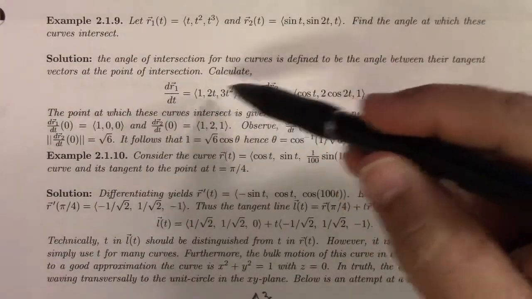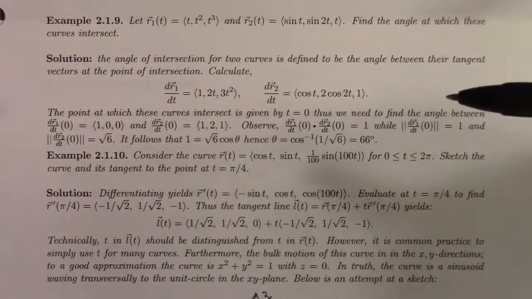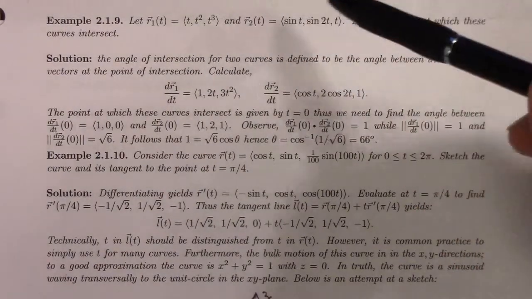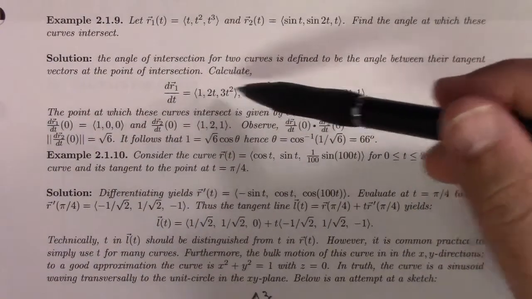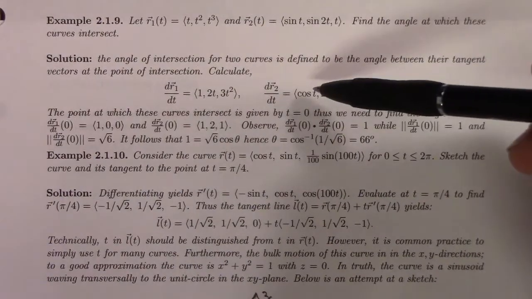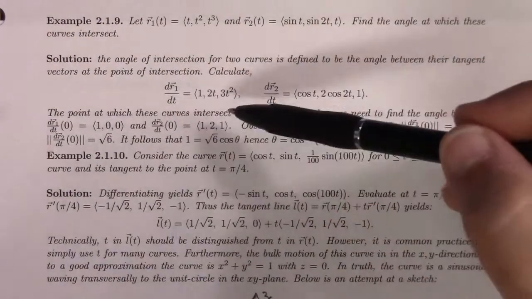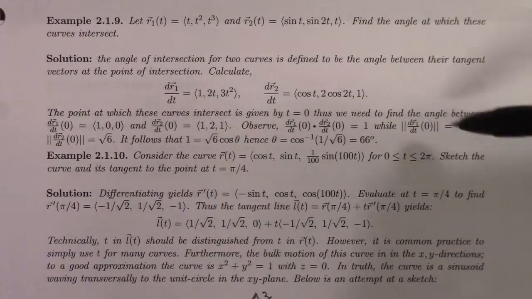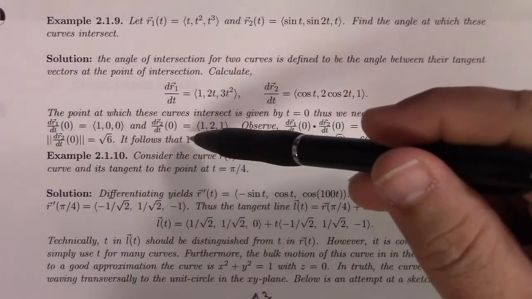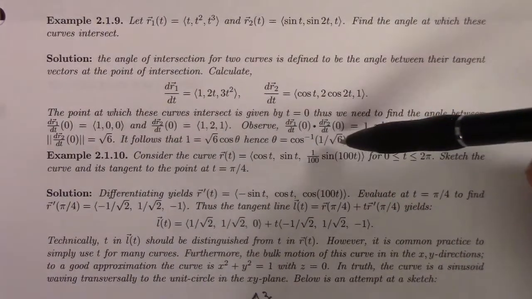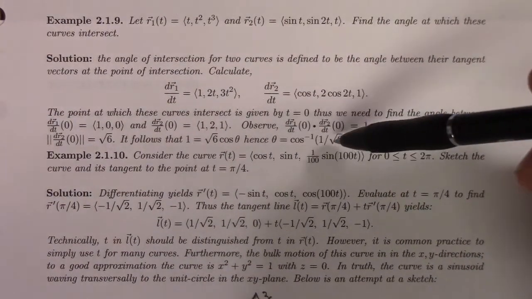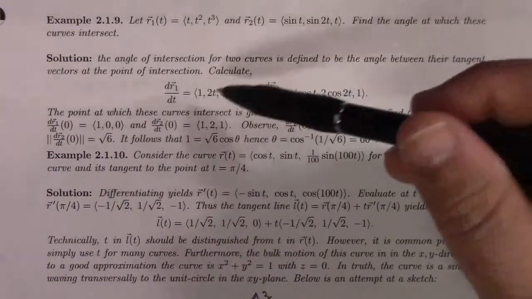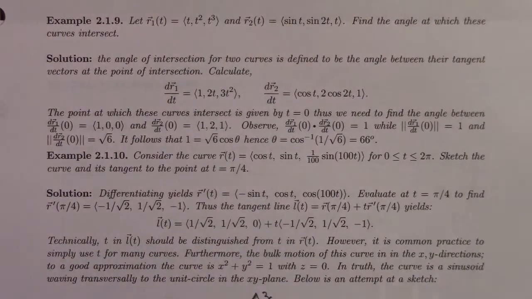So I calculate the velocity for each path, and then I figure out that they intersect at time 0. If you plug in time 0 into this, you get 1, 0, 0, and you get 1, 2, 1, right? Then we can find the angle between those two vectors as we have before. We take the dot product, calculate the magnitudes. That gives us that 1 is √6 cosine theta. So theta is inverse cosine of 1 over root 6, which apparently is 66 degrees. So that's the angle between these two curves where they intersect.